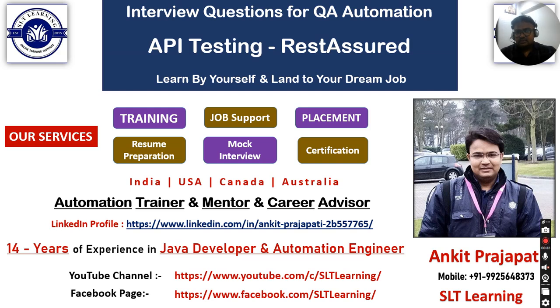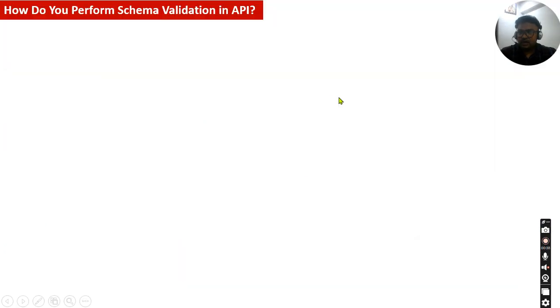Okay, so let's see what we're gonna cover today in the API side. How do you perform schema validation in API? I would suggest this is one of the frequently asked questions. Why? Because the validation in API mainly comes from the schema. Whatever the schema is, in simple terms, it's the structure that the API contains, the values, the data types and all those things.